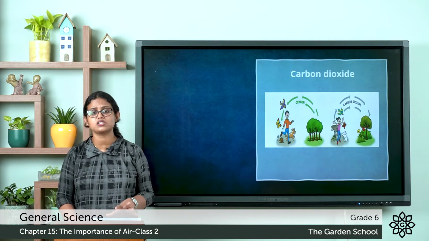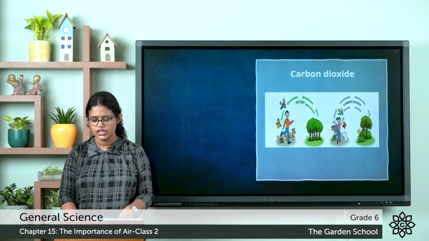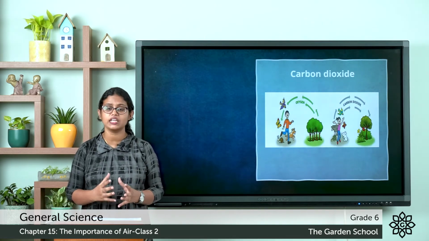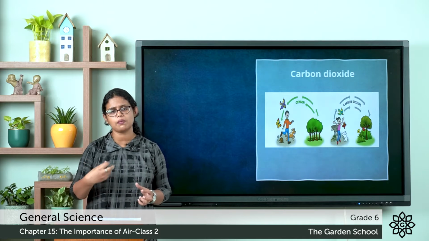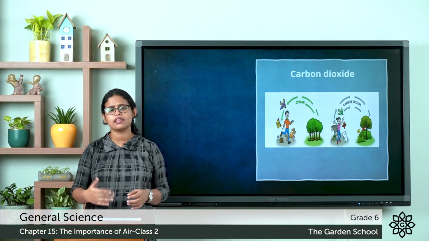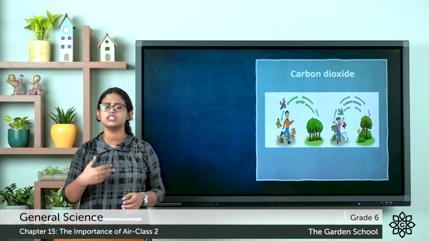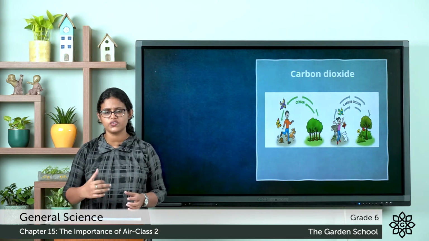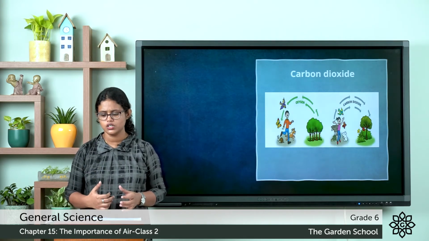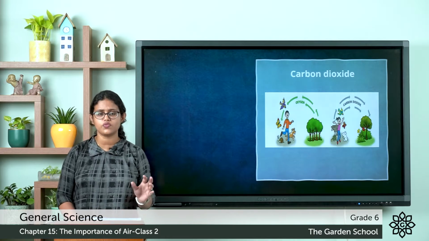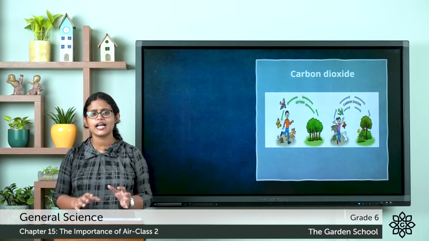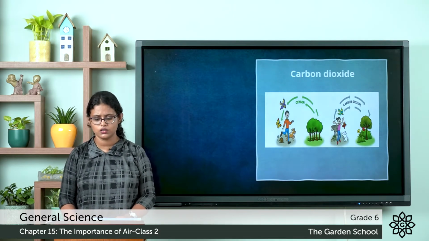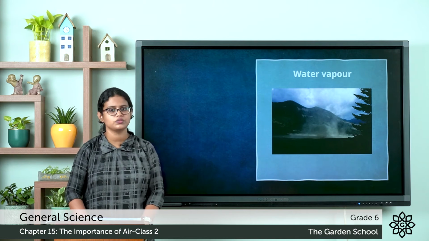So the two processes, that is photosynthesis and respiration, actually maintain the balance of oxygen and carbon dioxide in the air. So plants use carbon dioxide for photosynthesis, and they release oxygen, and the animals and human beings take in oxygen which is released into the atmosphere, and they give out carbon dioxide. So these two processes maintain the balance of oxygen and carbon dioxide in the air.